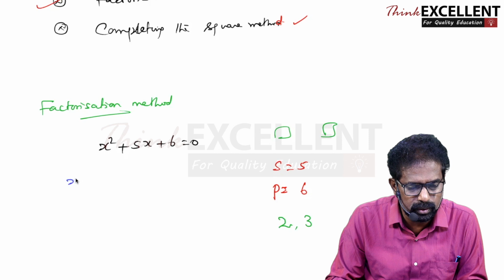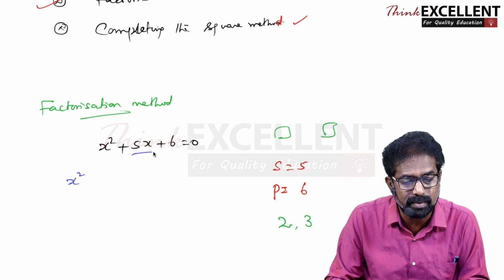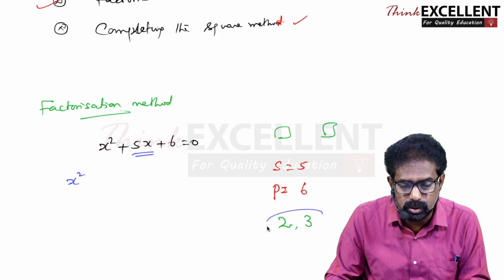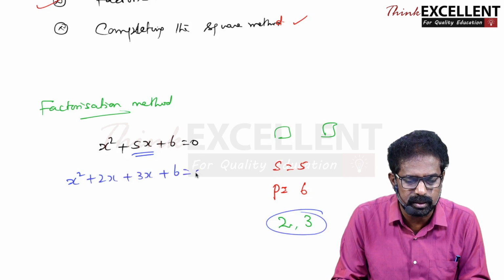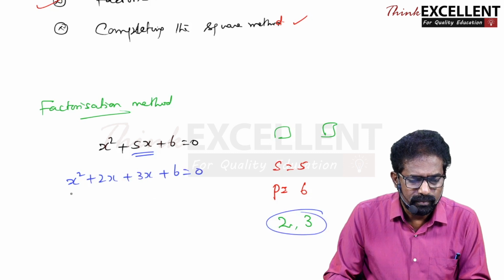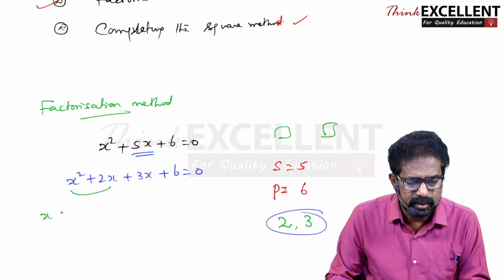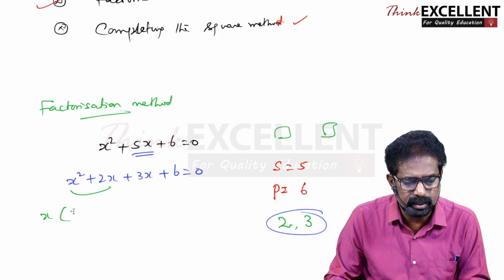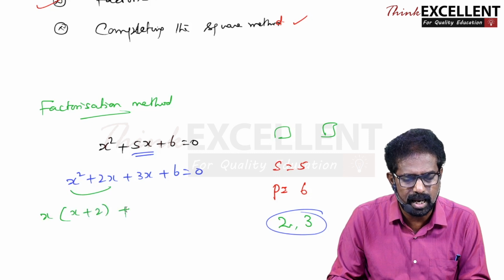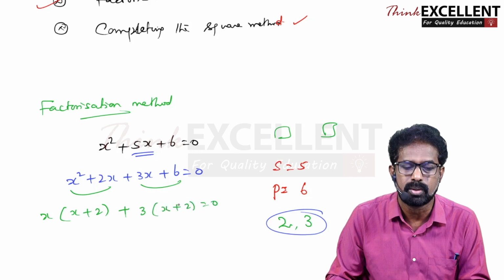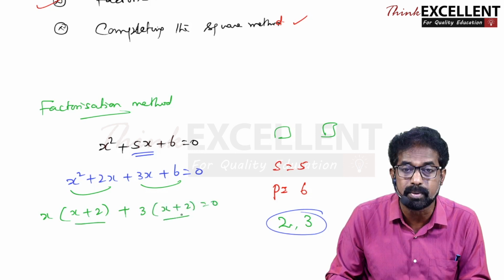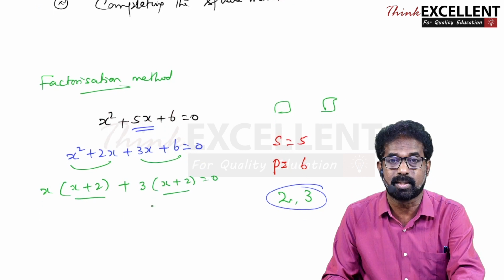So here, x square, you split the middle term, the 5x, using this 2 and 3. 2x plus 3x, then plus 6 equal to 0. Now grouping first and second, what is common? x. So what do you get? x plus 2. The last two, what is common? 3 is common. If you take 3 common, x plus 2 equal to 0. One hint: these two will be the same. If not, you would have made some mistake. You have to check it again, right?